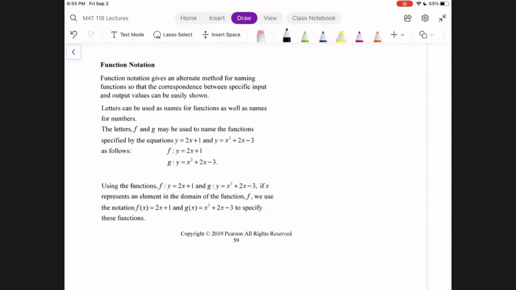So function notation gives an alternate method for naming functions. And we've seen this before. I mentioned it in some previous videos. You might have seen this from middle school, high school. Instead of saying y equals this, y equals this, if I have a lot of equations for y equals, I could just rename them and say, well, this first one I'm going to use f, the second one I'm going to use g. So instead of writing y equals, I just say f of x equals what's on the right side. And likewise, g of x will represent that. So the g of x replaces your y. Likewise with the f of x replaces the y.